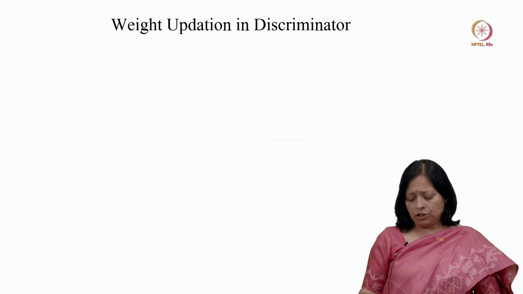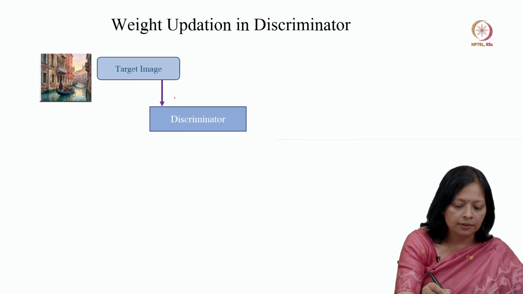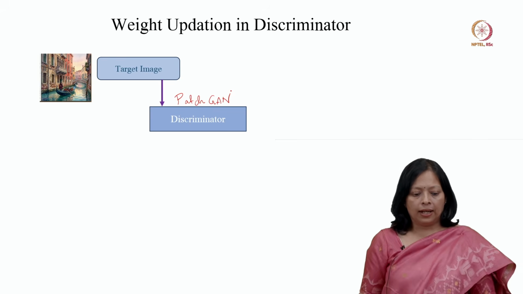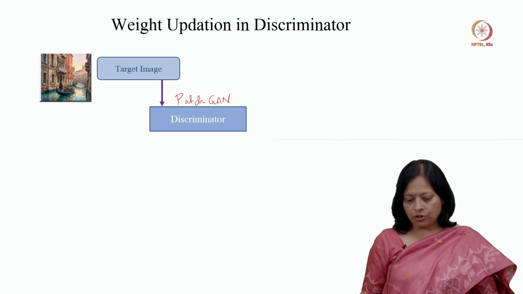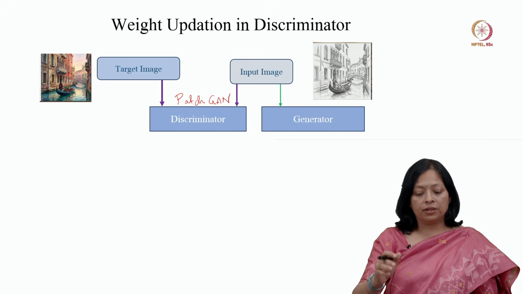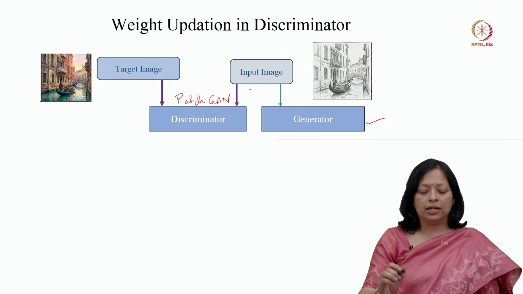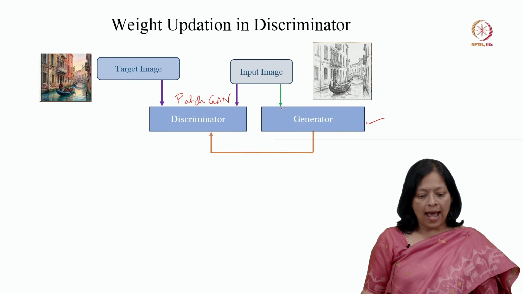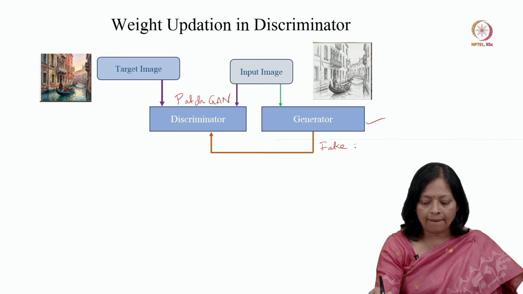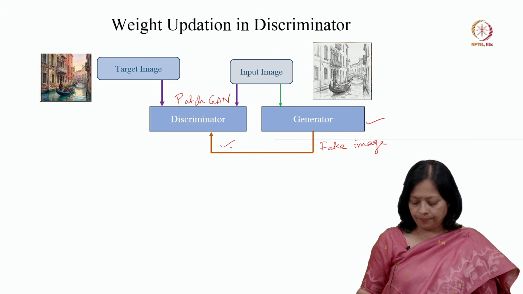Now, weight updation in the discriminator, we will see what exactly happens here. We have the discriminator, which is basically the PatchGAN. So, we have the PatchGAN here, okay, and the PatchGAN gets the target image, and it gets the input image also, and the input image goes to the generator also. So, the discriminator gets the target as well as the input image, the generator gets only the input image, and the generator generates the fake image here, okay, and this goes to the discriminator.